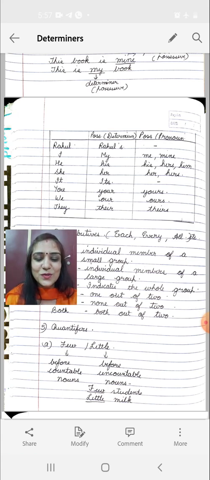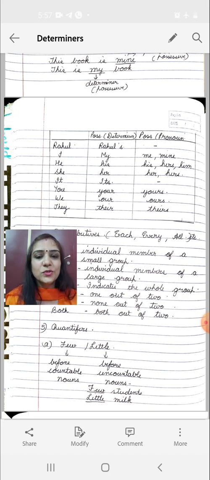So we usually use this possessive pronoun in case of our formal letters where we say yours truly. Then after that, we, the possessive determiner is our and the possessive pronoun is ours. Then they, the possessive determiner is their, T-H-E-I-R, and the possessive pronoun is theirs.